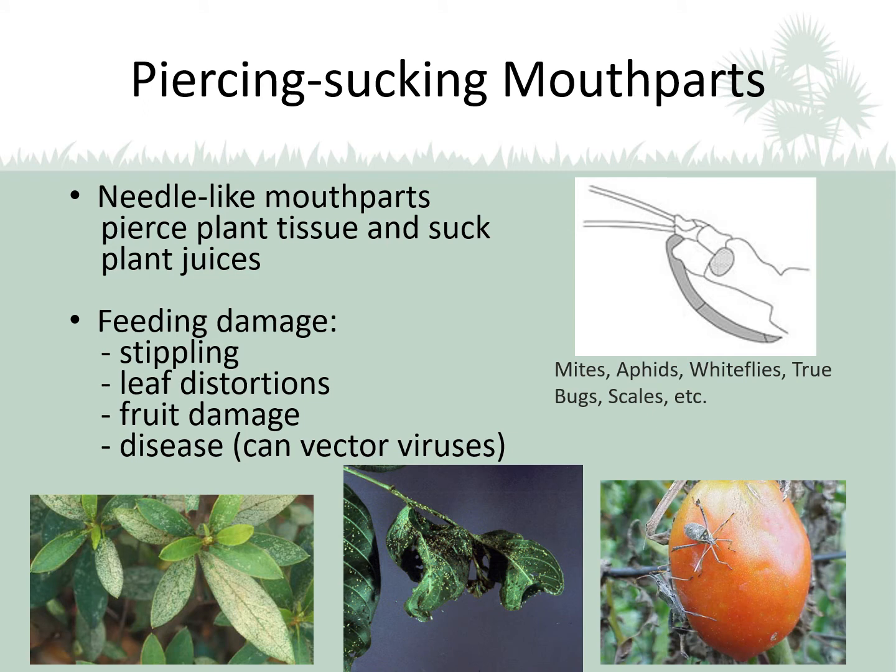Piercing and sucking mouth parts. These are the needle-like mouth parts that pierce plant tissue and suck out the plant juices, the plant nutrients, and so forth. Feeding damage can be stippling, like we see on the azaleas in the lower left here. Leaf distortion, which is that middle slide where you can see the leaves are no longer their normal appearance. They're distorted, contorted. Fruit damage on things like tomatoes and so forth. And then they can, of course, vector in diseases, in particular viruses.